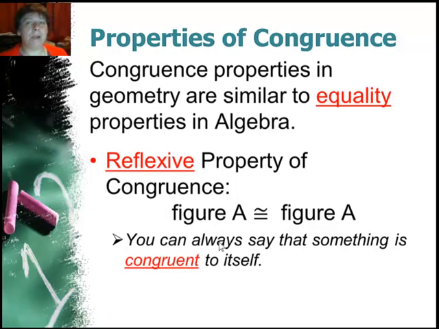We also have properties of congruence. They're very similar to equality properties. Remember, equality tends to talk about numbers like 5 or 6. Congruence refers more to size and shape.